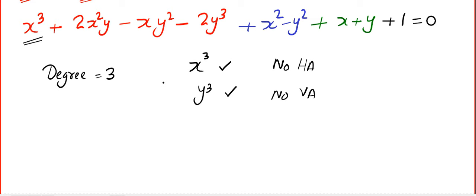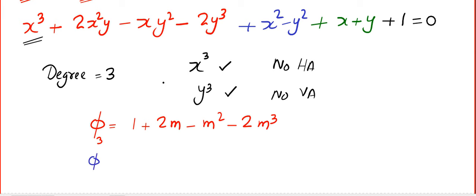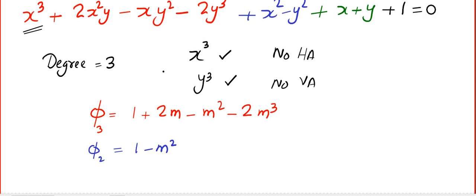So let's take the red color pen, phi 3. Phi 3 means search for degree 3 terms and put x equal to 1 and y is equal to m. So we are going to get 1 plus 2m minus m square minus 2m cube. Now comes phi 2. Phi 2 means degree 2. So that will be 1 minus m square. And then comes phi 1. And what is phi 1? Degree 1. That is 1 plus m.